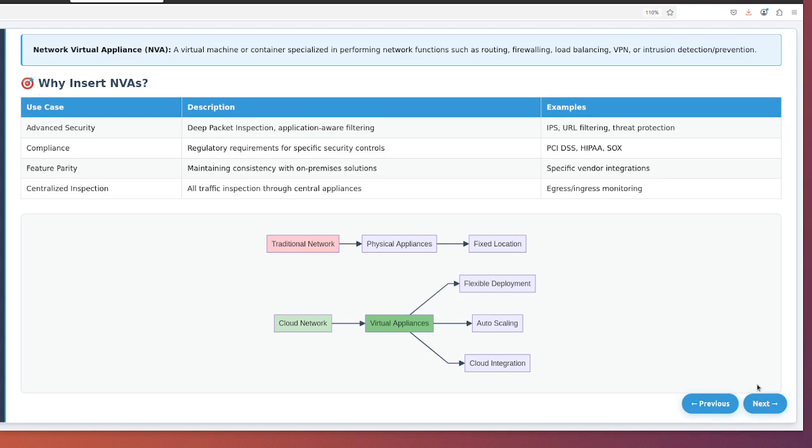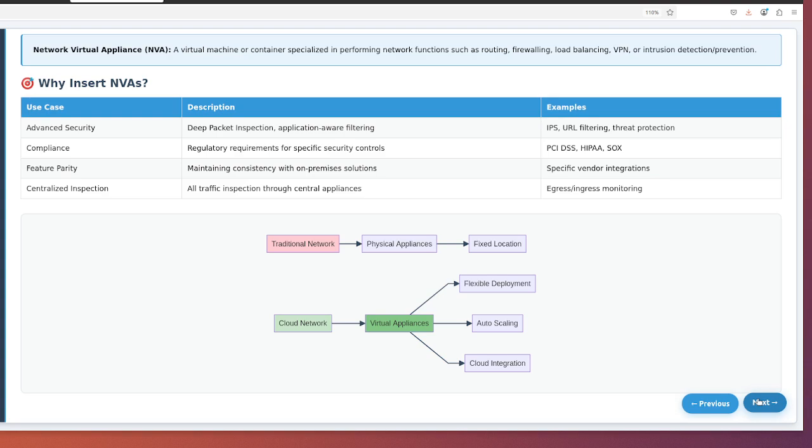Imagine you're migrating from an on-premises environment where you have Palo Alto firewalls doing advanced threat prevention. You want to maintain the same security policies and logging formats in the cloud. While GCP has Cloud Armor for DDoS protection and VPC firewall rules for basic filtering, you need the advanced features of your existing Palo Alto investment. The challenge is making sure traffic actually flows through these appliances. Unlike physical networks where you can place a firewall in the network path, in cloud environments, you need to use routing to steer traffic through your NVAs.